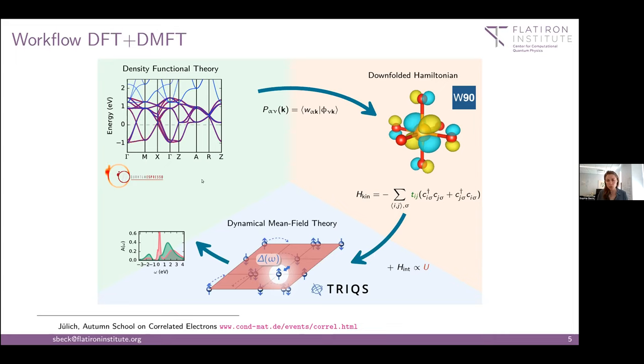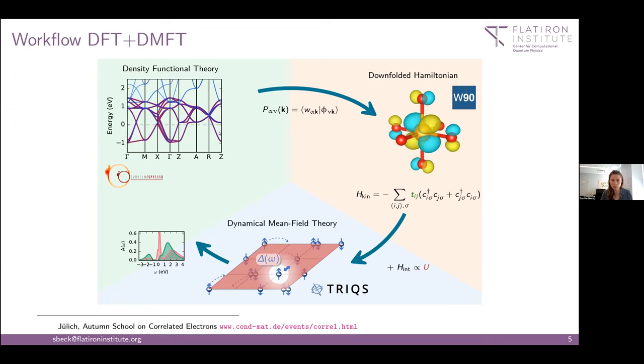All right, so we start in DFT, take your favorite DFT code, you relax the structure, compute the ground state. And then we realize that some of the bands, especially the low-lying d or f states, open d or f shells, are not accurately captured within DFT. And so we create a downfolded model for this subspace.